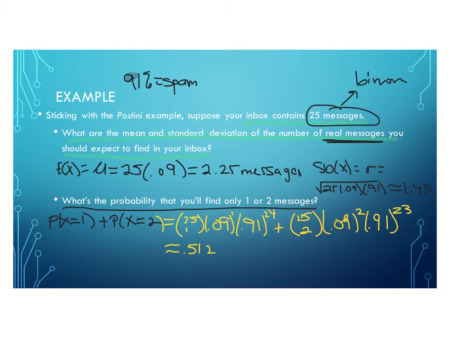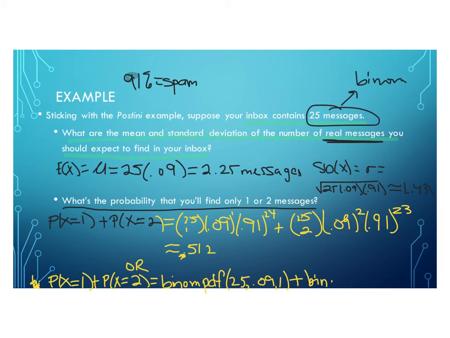Okay. Now, that's a decimal. What you could have done instead is you could have done a binomial, or I think I forgot my statement. P of x equals 1, plus P of x equals 2. Okay, so you would have your binomial PDF. You would have your 25, success, and then 1, plus binomial PDF.